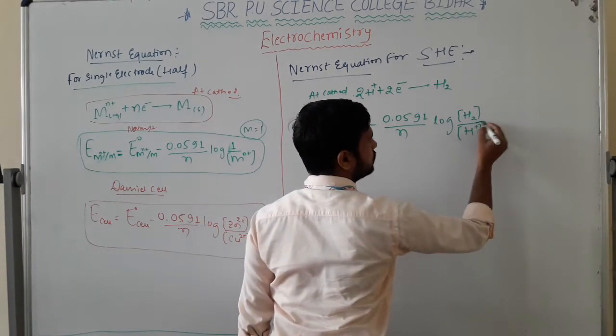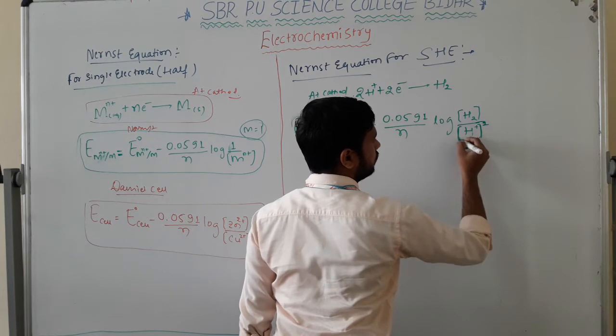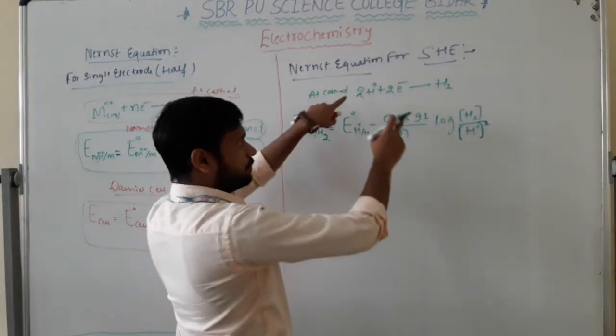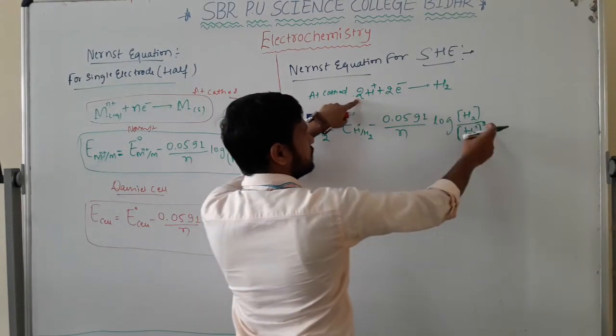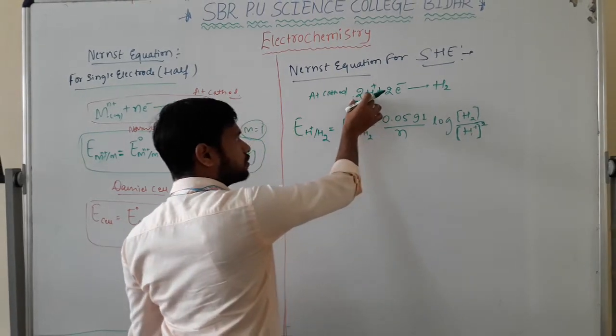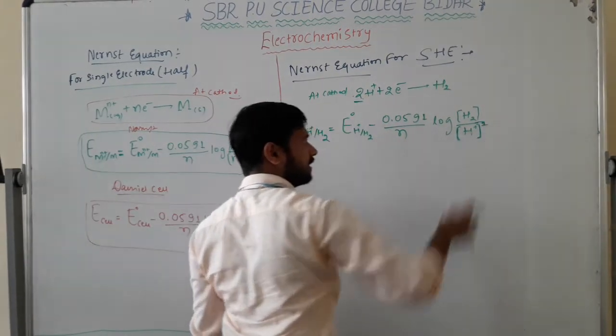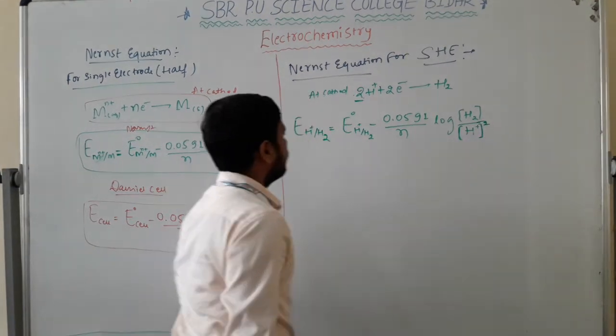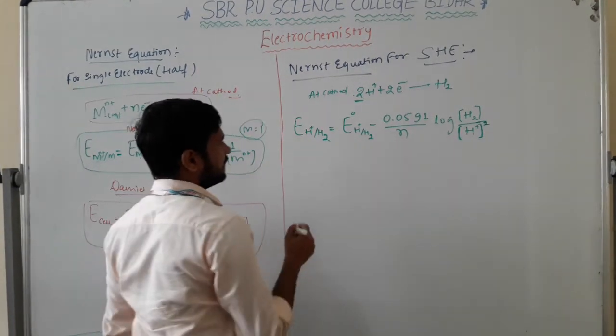H2, H1 square. H1 to the power of 2. Listen carefully, all of you. This H2 comes at the top. Whatever the number of moles, 2 moles of H plus ions, this 2 moles I am taking as the power.